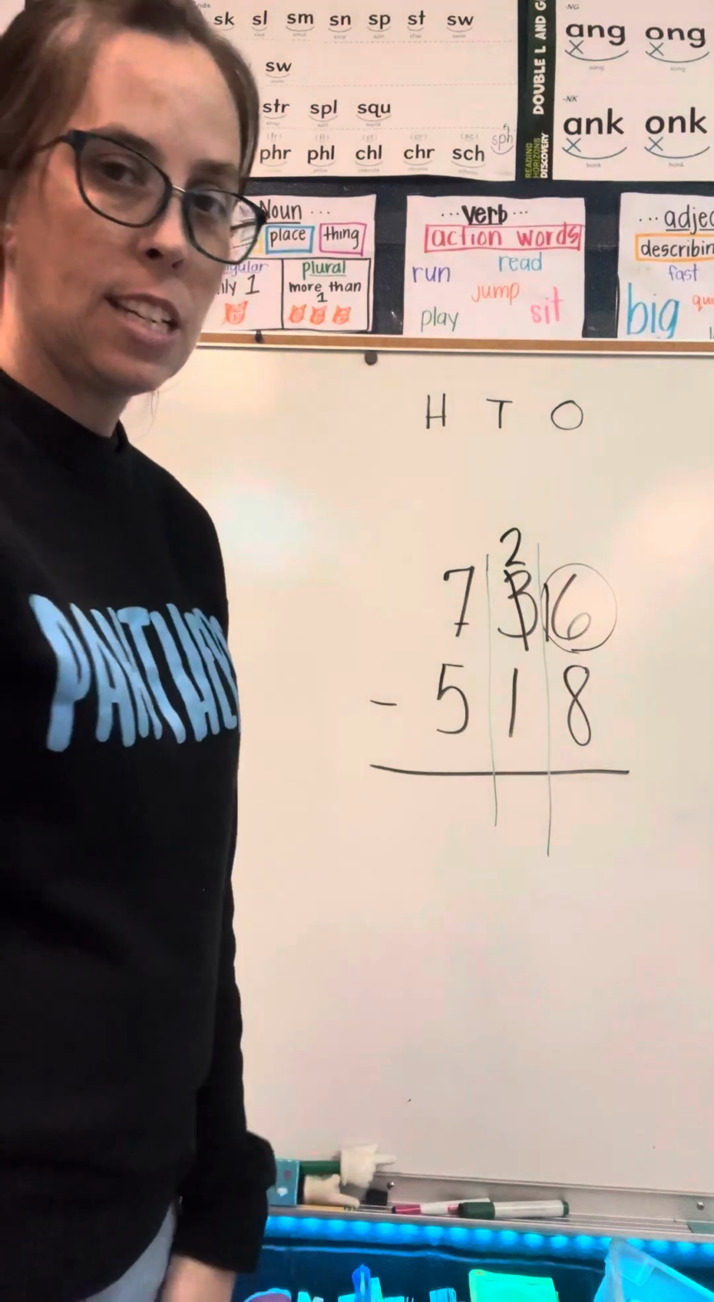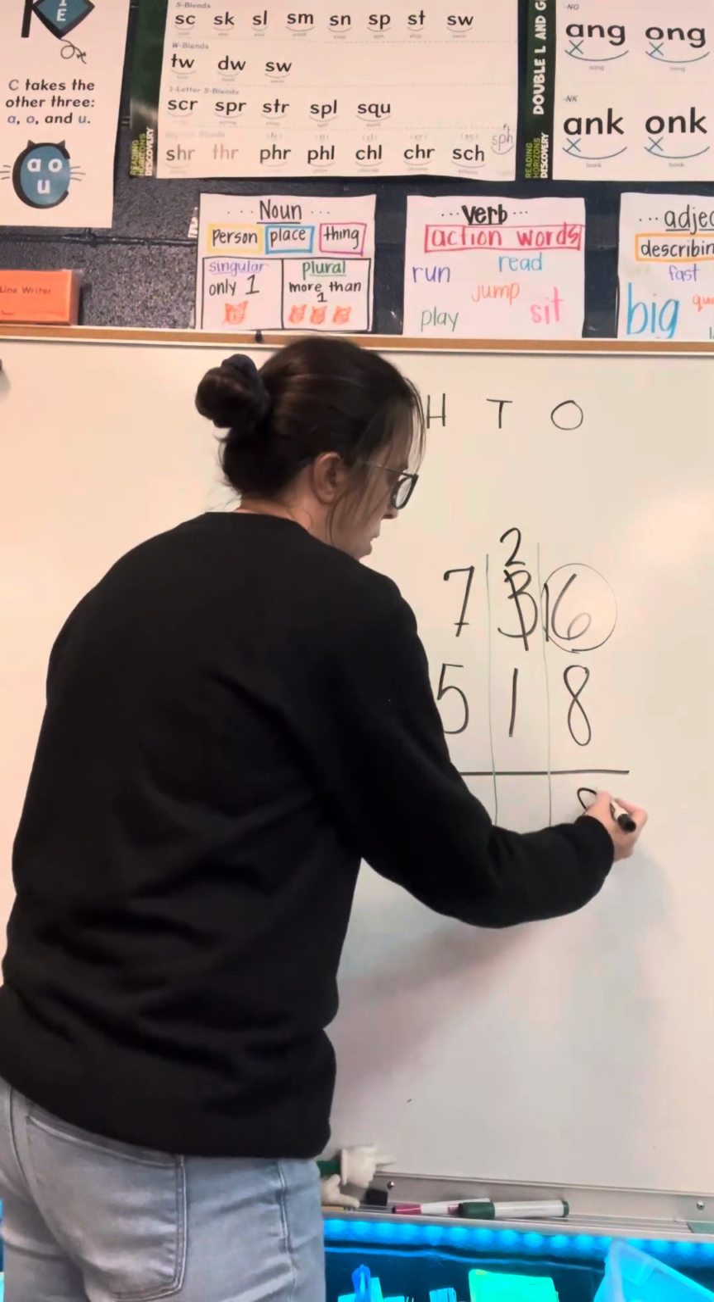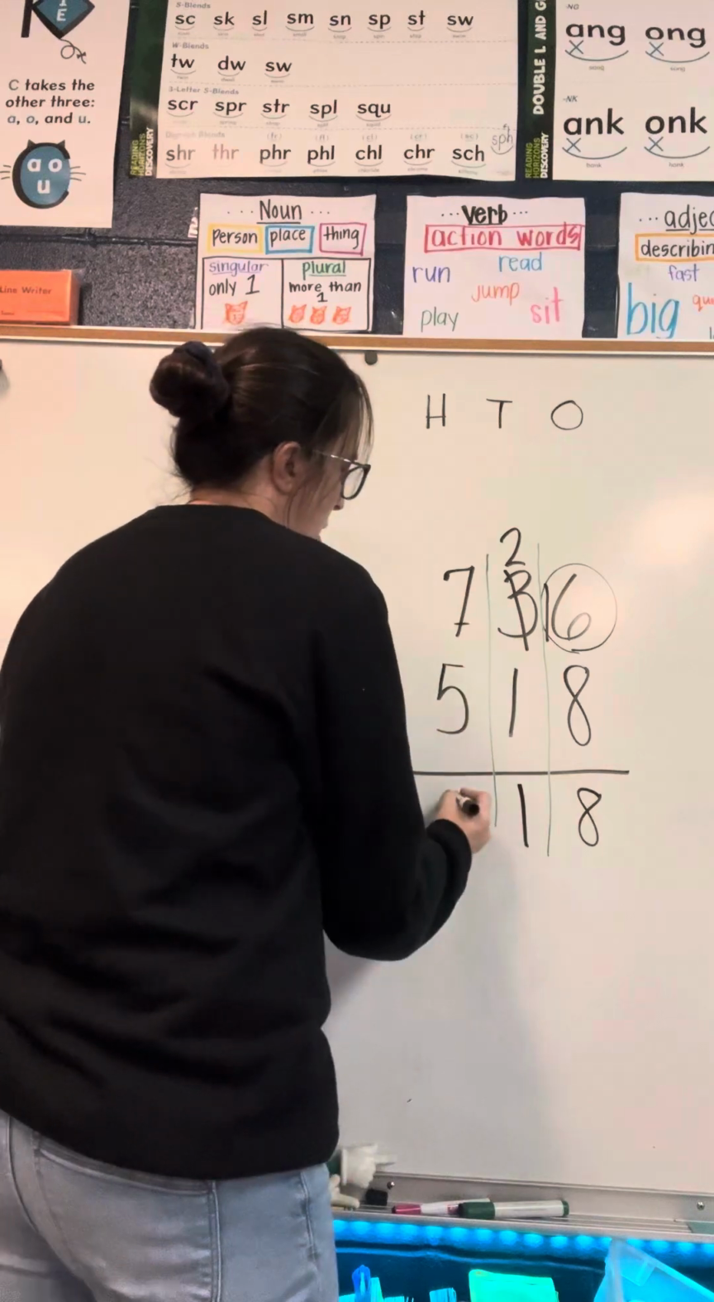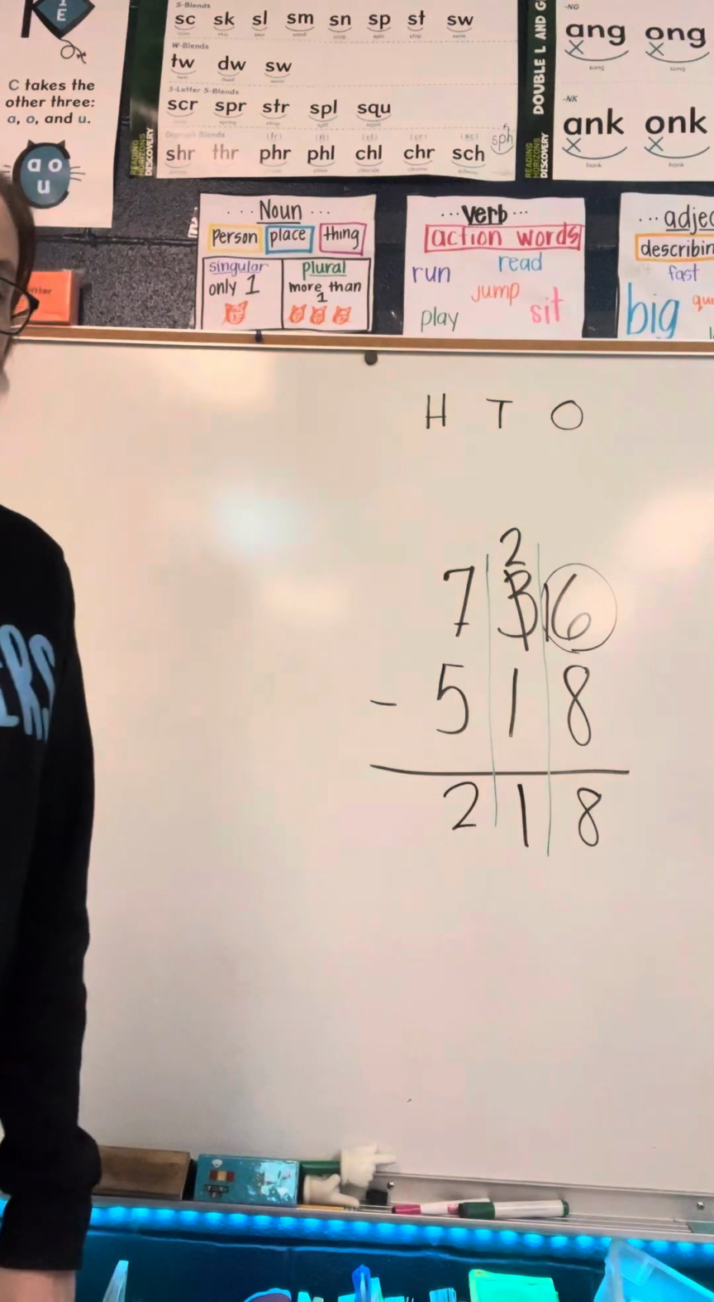16 minus 8, that's a double, so super easy. 8. 2 minus 1, 1. 7 minus 5, 2. So 218.